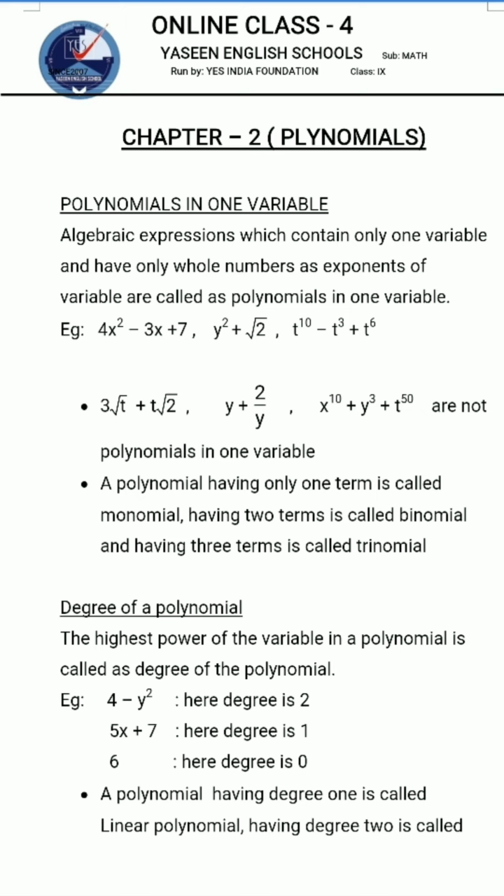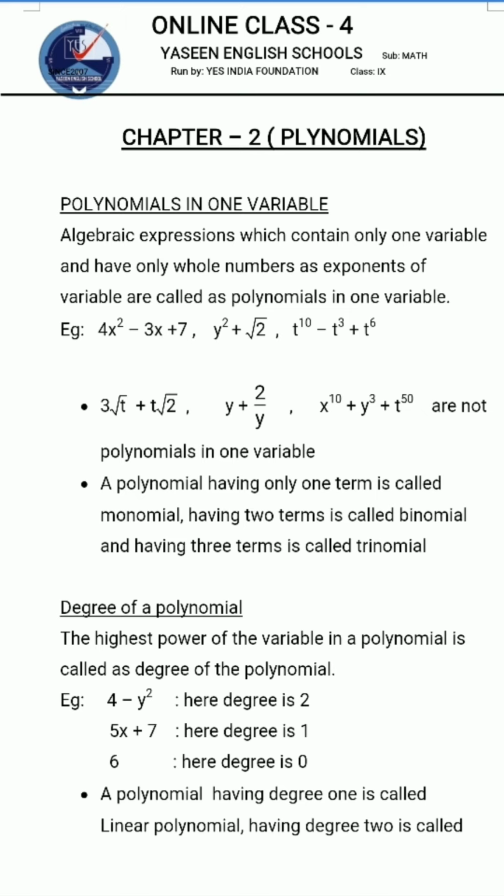So y plus 2 by y. First y, no problem, its power is 1 itself. But the second term, 2 by y, its y power is not 1; the exponent of y is minus 1. Third one, x raised to 10, y raised to 3 power, is a whole number itself. But there you can see it is not one variable, there are 3 variables. That's why these are not polynomials in one variable.